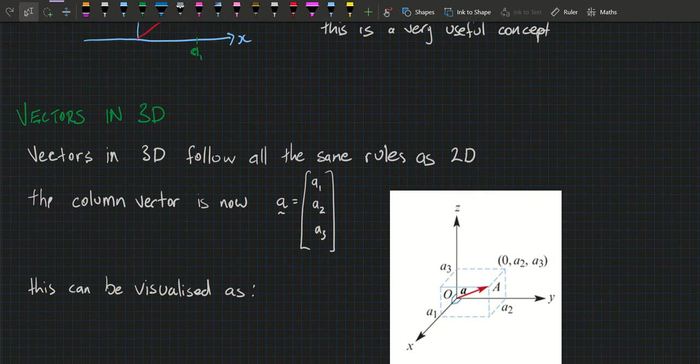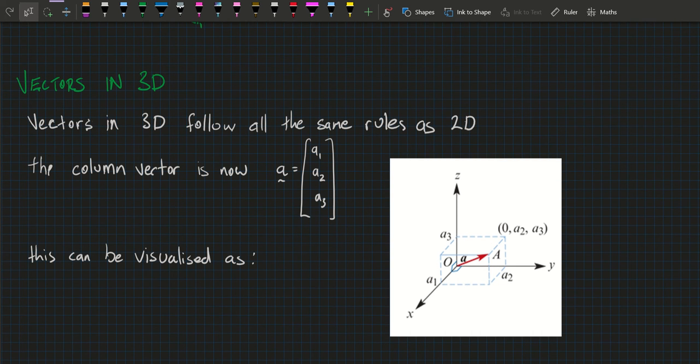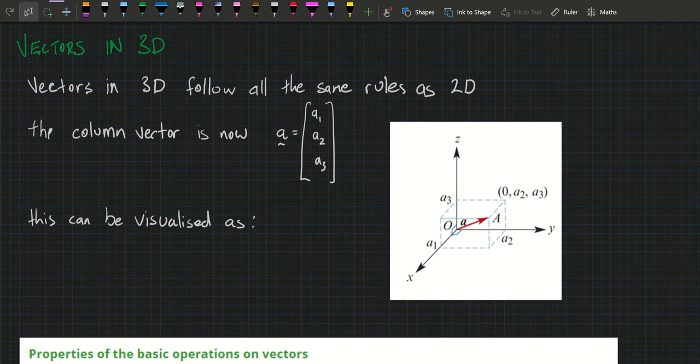Vectors in 3D, no big deal. That's exactly the same as vectors in 2D. We just have an extra value. Okay, and so here is the picture from the textbook. When I say they're no big deal, they're a big deal to draw sometimes, but as far as mathematics goes, they're pretty straightforward. In fact, you can have vectors in as many dimensions as you want. And you can even have something like a Hilbert space, which is in infinite dimensions.